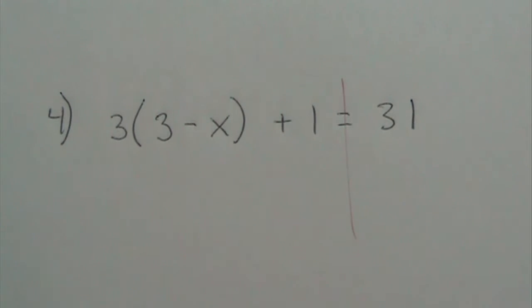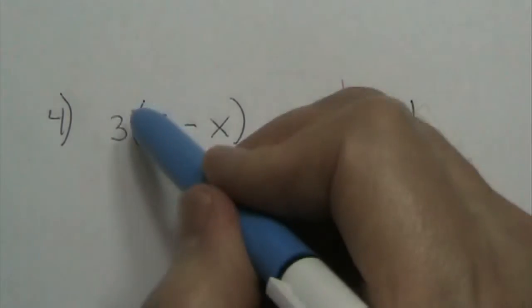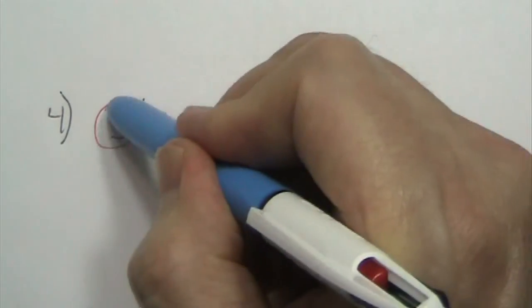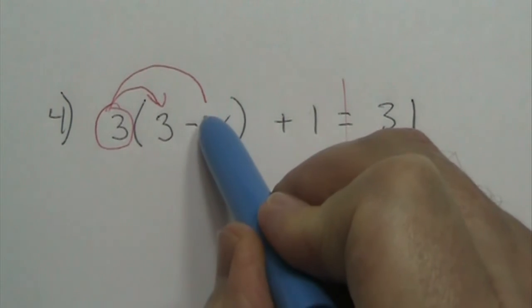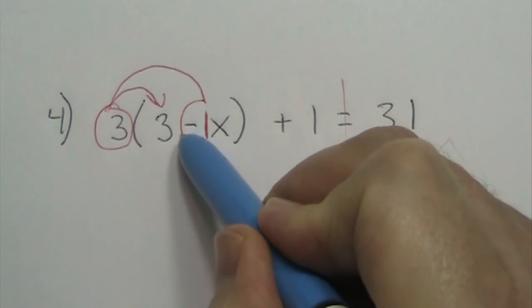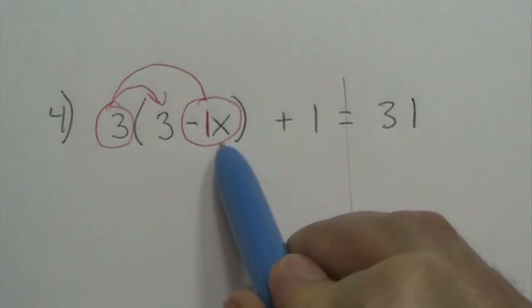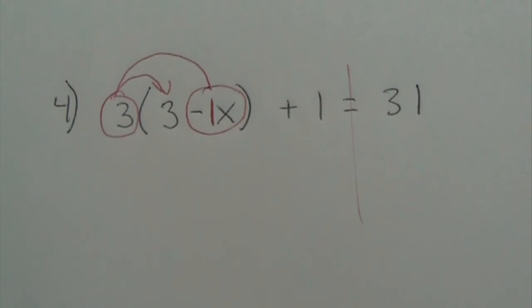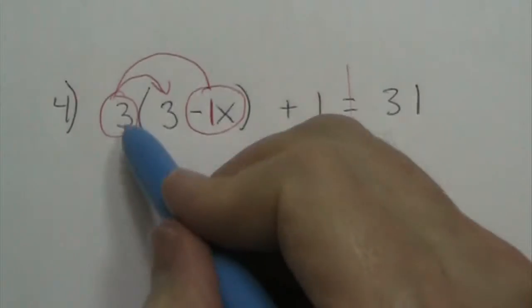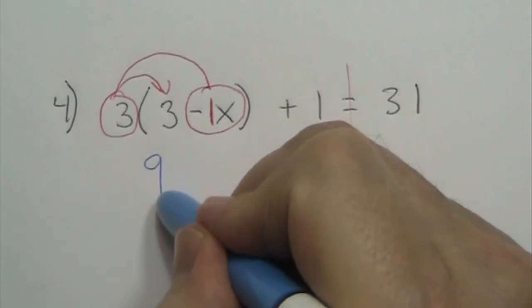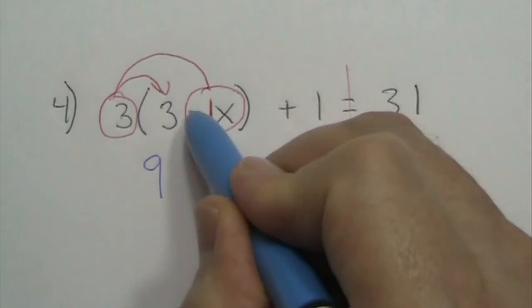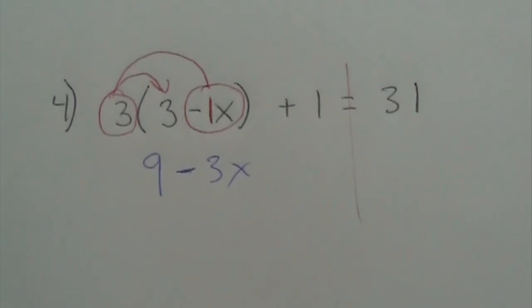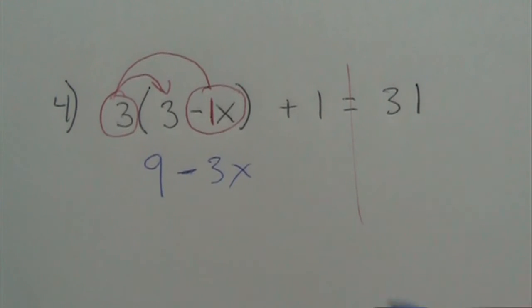Okay, let's see, we have a left and a right side. I see I've distributed first. The outside times each one inside. Now, there's no number there. That's the invisible 1. So that's -1x. 3 times 3. 3 times 1. But there's one negative. Bring the rest down.